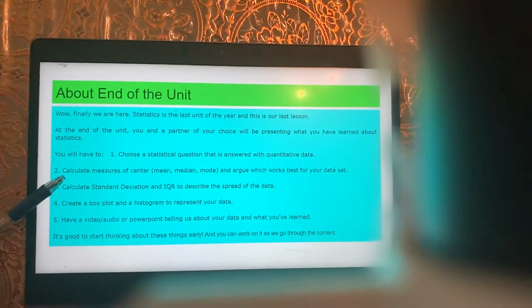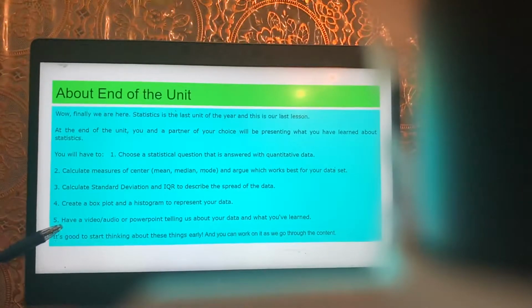Second, calculate the measure of center. We'll learn about these measures of center today, and argue which works best for your data set. Third, calculate standard deviation and IQR to describe the spread of the data you have. We'll talk about this today. Create a box plot and histogram to represent your data. We'll also learn about this.